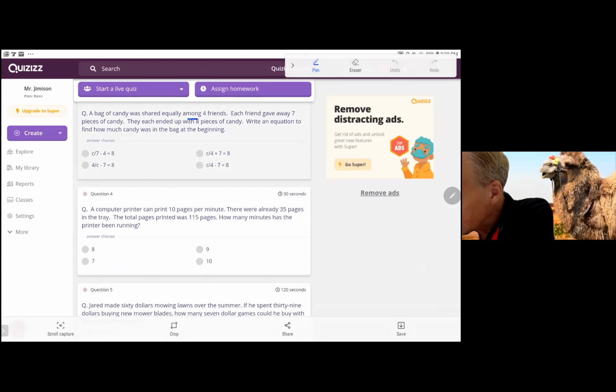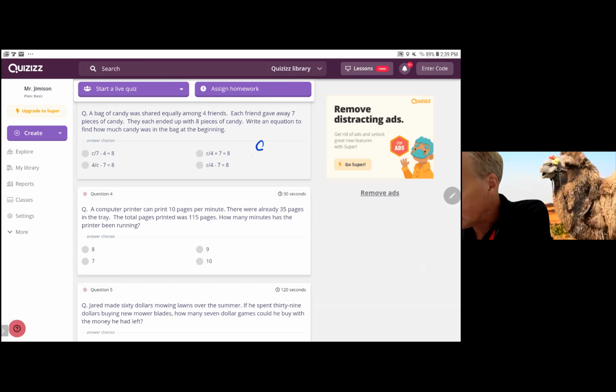A bag of candy is shared equally among 4 friends. Each friend gave away 7 pieces of candy. They each ended up with 8 pieces of candy. Write an equation to find out how much candy was in the bag in the beginning. So it says that they shared it equally among 4 friends, and each friend gave away 7, and they each ended up with 8 pieces of candy. And so they took a bag of candy. They divided it equally among 4 friends. Each friend gave away 7 pieces of candy.